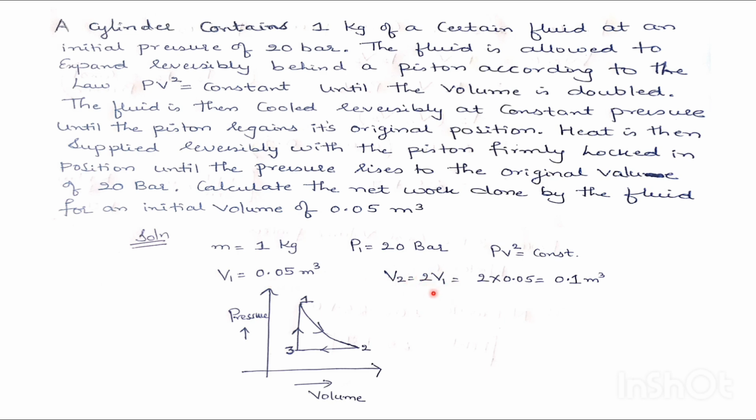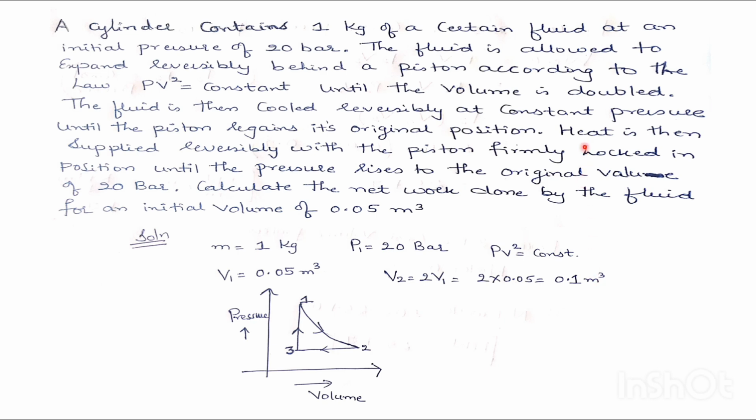So in the condition he has given in the problem, V2, the volume at state 2, I will give as 2V1. The initial volume is 0.05 m³. The fluid is allowed to expand until its volume gets doubled. That means V2 = 2V1, 2 × 0.05, which is 0.1 m³.